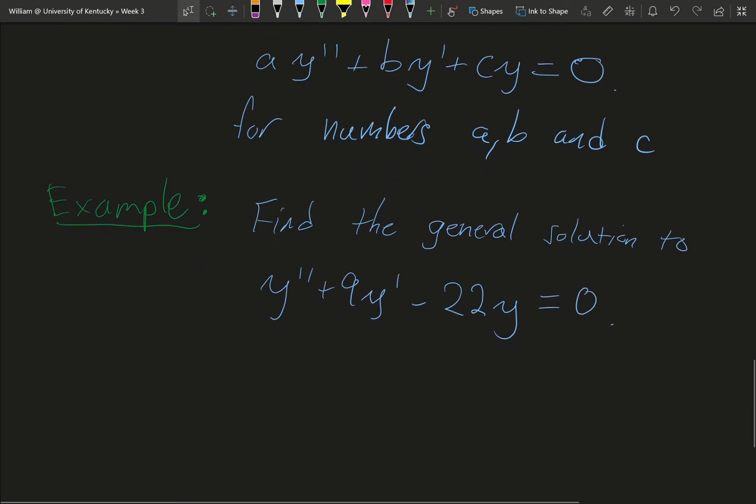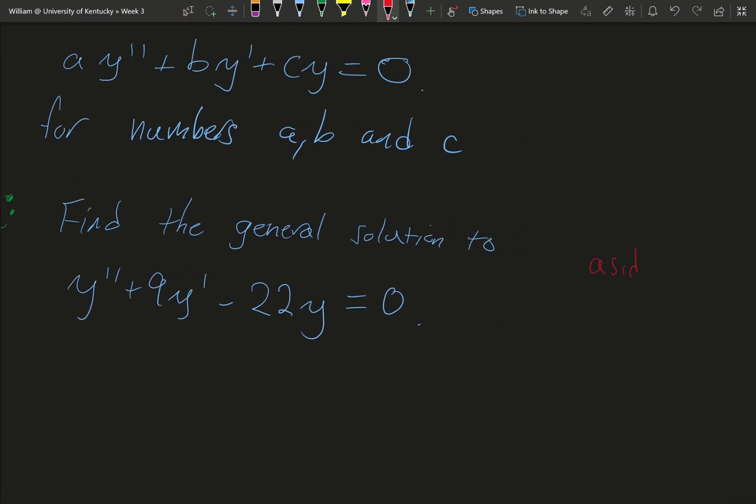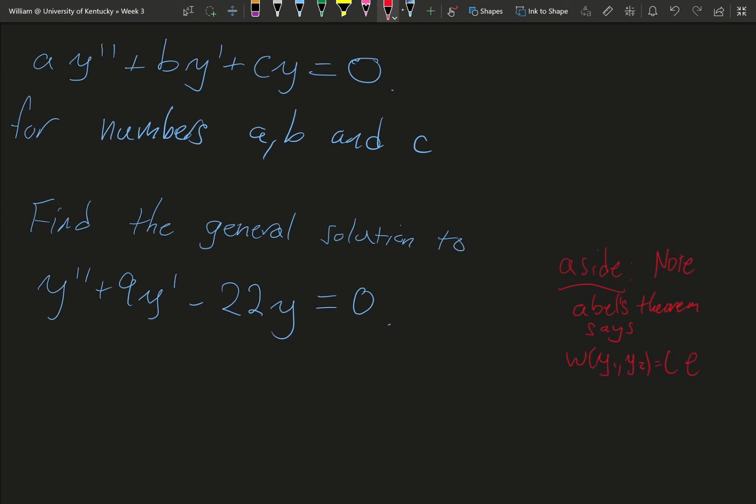to this. As an aside, note that Abel's theorem says that if I take the Wronskian of a fundamental set of solutions, it's going to be c times e to the integral of negative 9 dt, or c times e to the negative 9t.